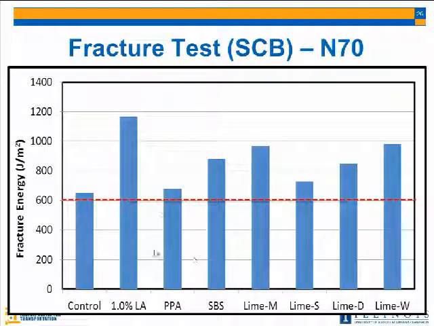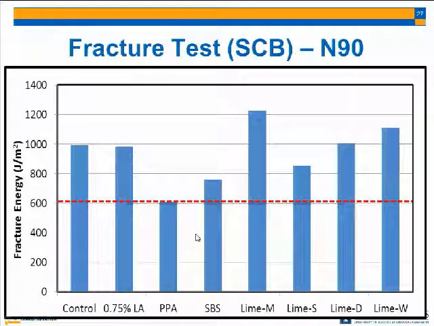Some of them did not even change, and most of them increased for the case of N70, but N90 decreased. Almost, yeah, and vice versa. Some of them did not change, and actually only 3 mixes decreased, and only 2 have passed the control mix. Is there a reason for that?